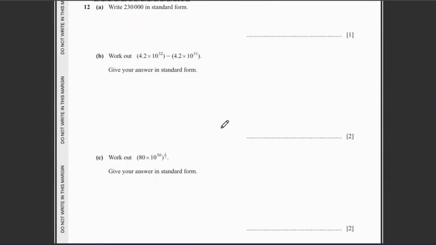Now for question number 12, write 230000 in standard form. So we can write this as 2.3 times 10 to the power of 1, 2, 3, 4, 5. So the answer is 2.3 times 10 to the power 5.